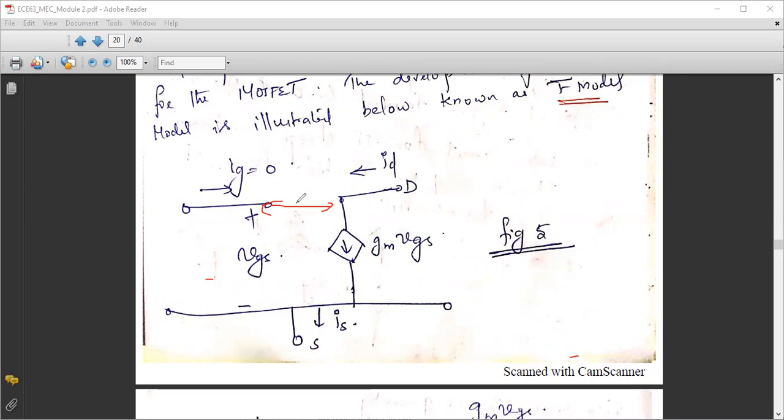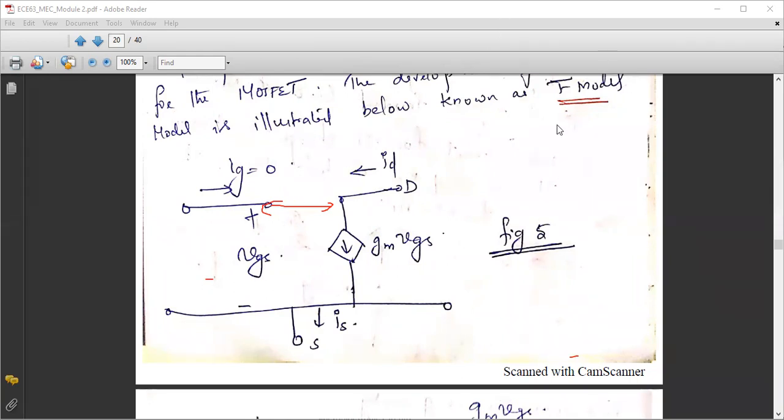As per our assumption, the input impedance of the MOSFET is ideally infinite. Because of that, Ig equals 0. Theoretically, Ig is equal to 0. Because of this, even if I short circuit the gate and drain together, there is no change in the functionality of the circuit. Why? Because 0 current is entering the drain. So that doesn't make any change.